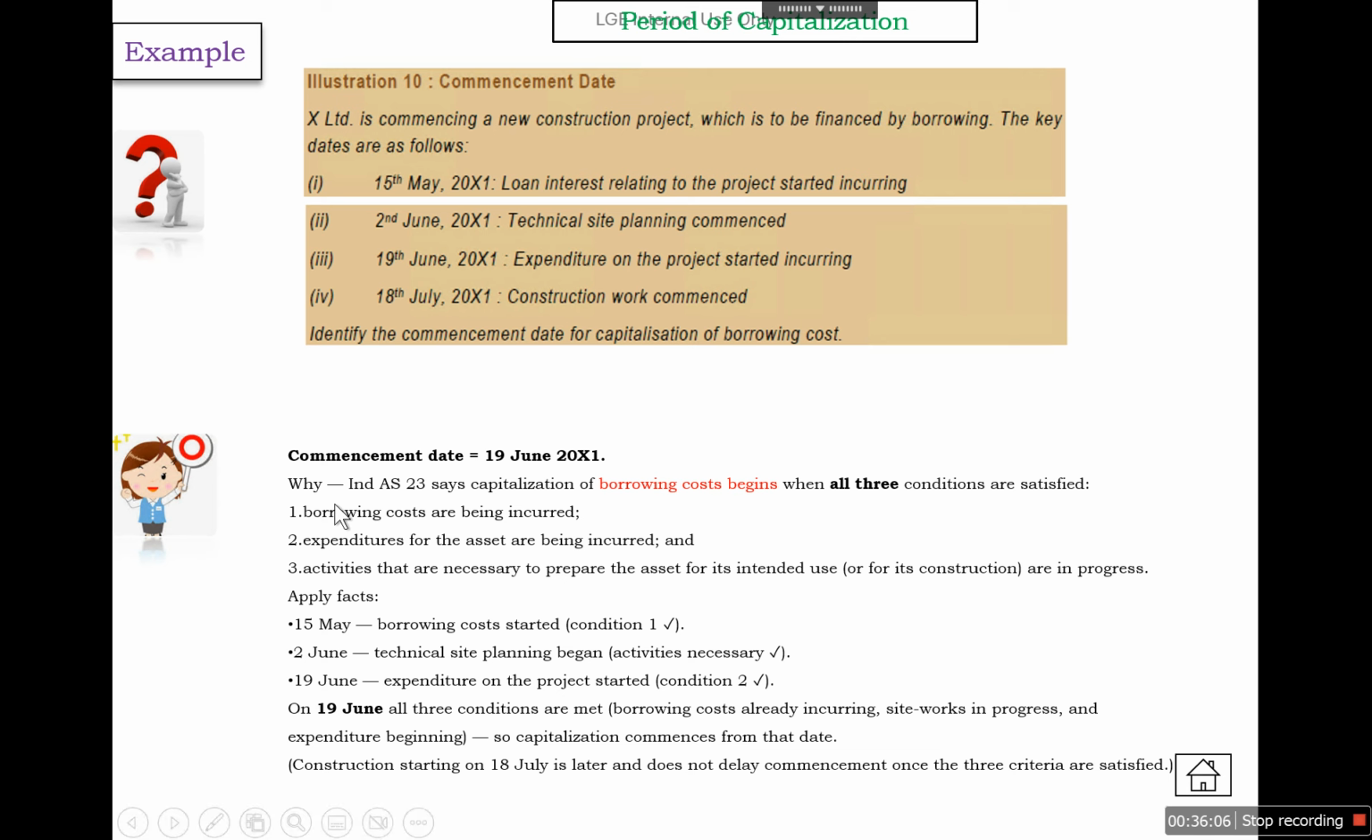Let's check. The commencement date is 19 June because Ind AS says the capitalization of cost begins when all three conditions are satisfied: borrowing costs are incurred, expenditure for assets is being incurred, and activities necessary to prepare the asset for its intended use are in progress. So on 15th May, only one condition is satisfied. On 2nd June, activities necessary have been started, and on 19 June the second condition is also satisfied, that expenditure on the project started. So on 19 June all three conditions are met, and capitalization commences from that date. Construction started on 18 July is later and does not delay commencement once the three conditions are satisfied. So we'll start capitalization on 19th June.